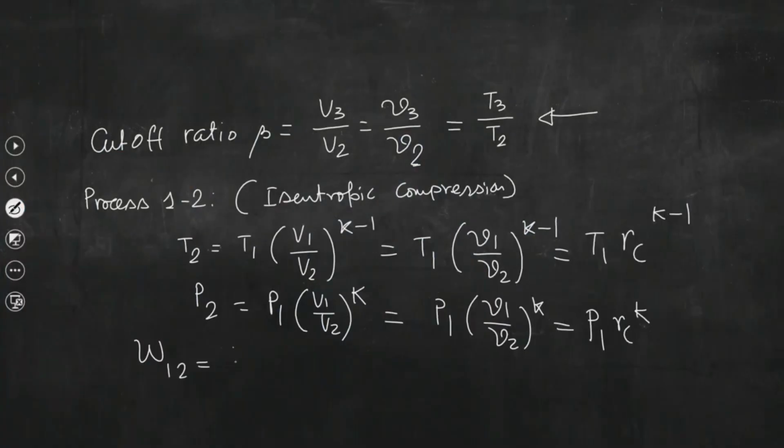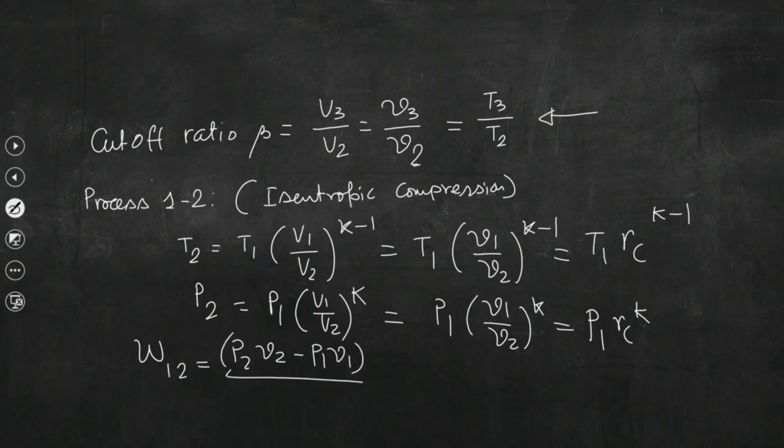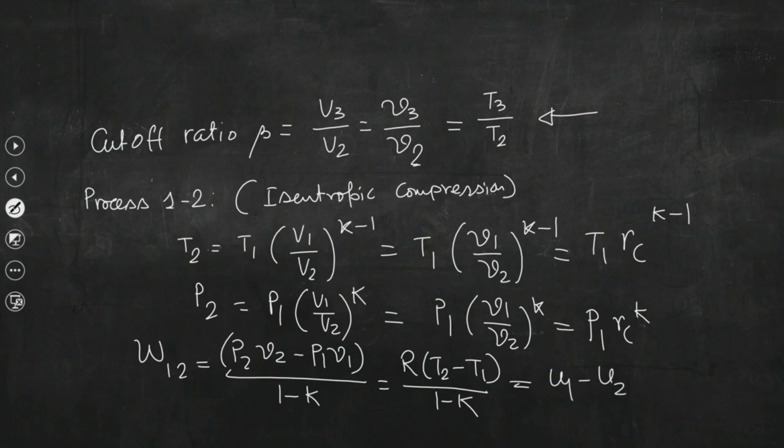So, basically W1 to 2, that is P2 V2 minus P1 V1 upon 1 minus k, that is R into T2 minus T1 upon 1 minus k. Just applying the first law for the non-flow process, we can write U1 minus U2, that is Cv into T1 minus T2. So, this is the work done.